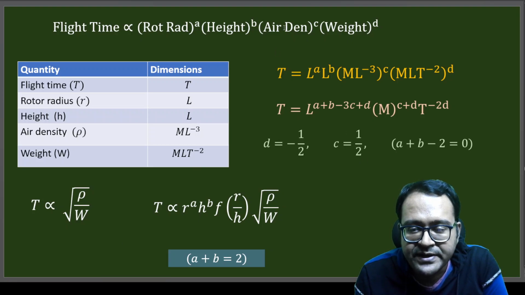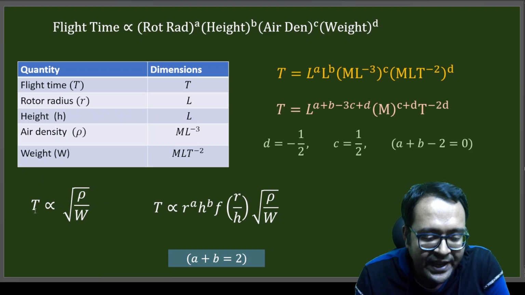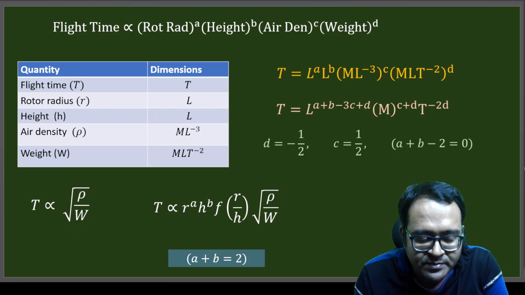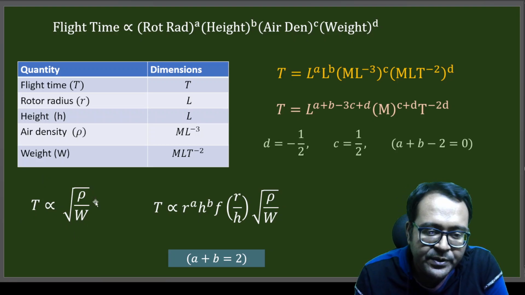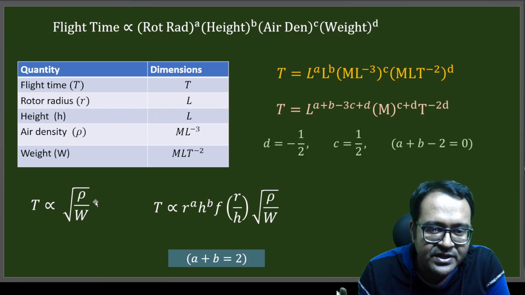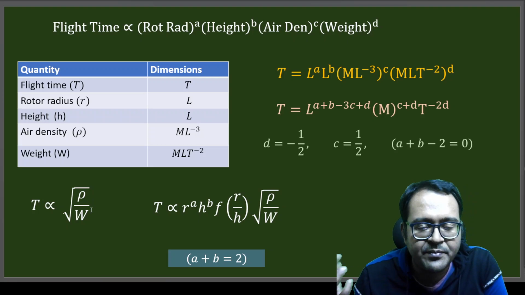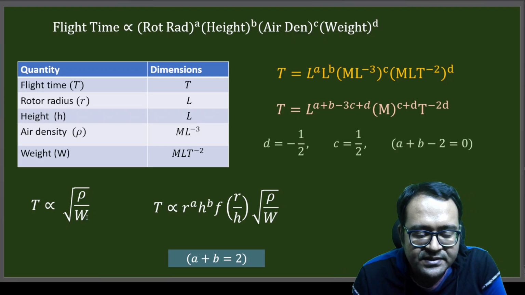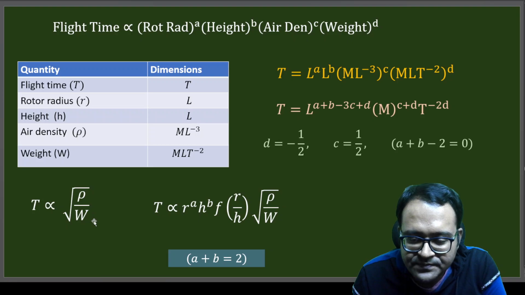That is the dependence on air density and weight. And we can easily say that the flight time of your helicopter is directly proportional to the square root of rho by W. So if your air density becomes doubled, keeping all the other factors the same, your flight time will be multiplied by approximately 1.4. And this similarly applies to the weight also.